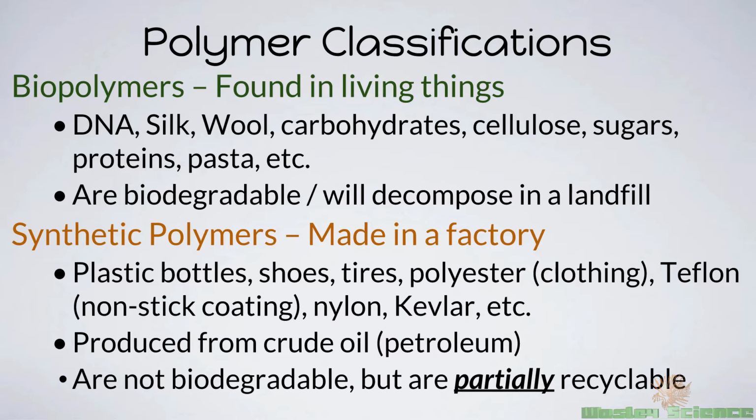And then there are synthetic polymers. These are things that are made in a factory from crude oil. And they include things like plastic bottles, shoes, tires, polyester, which is clothing, Teflon, nylon, Kevlar, all things made of plastic. They do not break down. They are partially recyclable, though, which is very important, and it's why we need to make sure that all these things that we throw away that are made of plastic, any of them that are recyclable, do make their way to the recycle bin because they last forever.